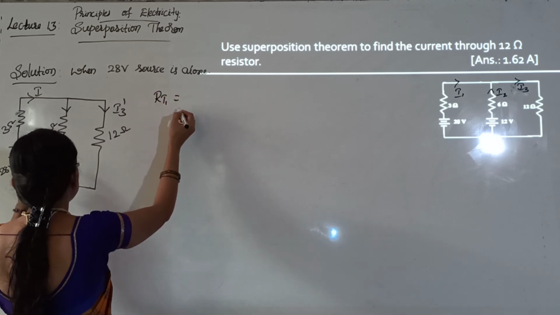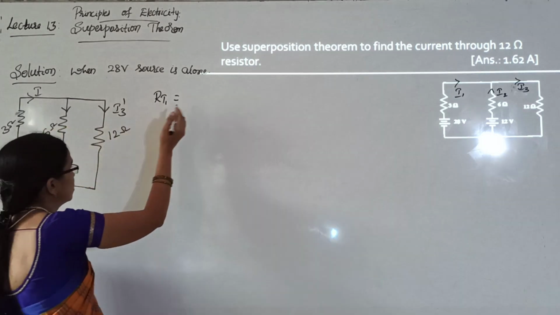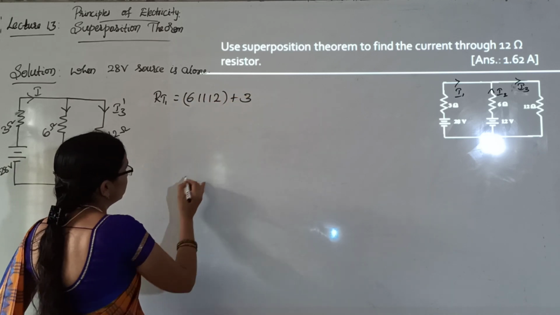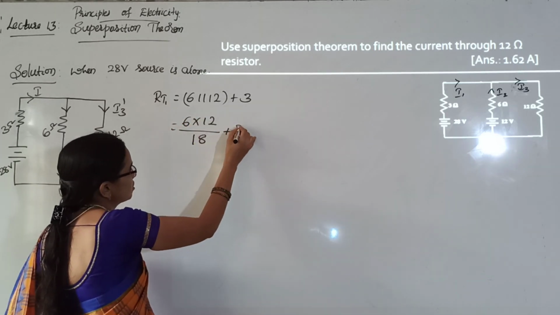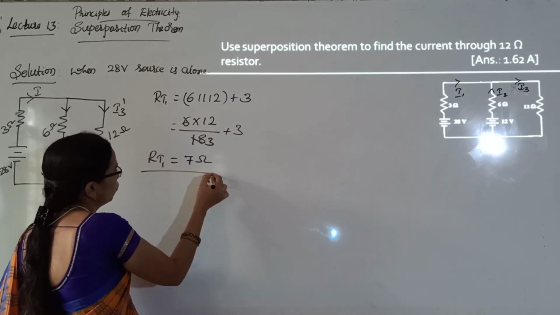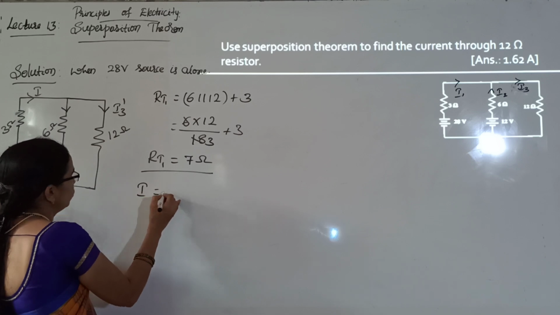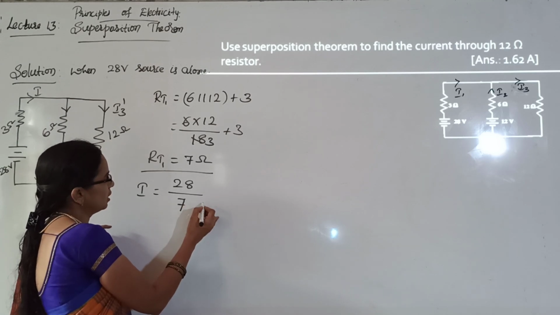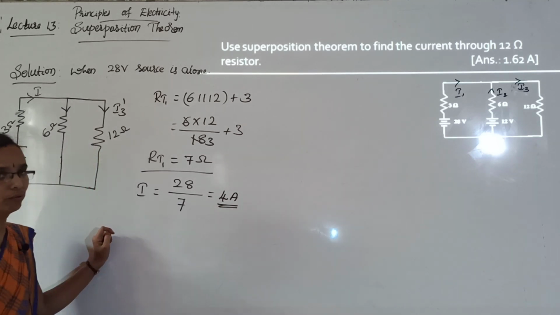So here RT1, the total resistance in this circuit, I have to calculate. Here these two are parallel and series with this, that is 6 parallel to 12 plus 3, that is 6 into 12 divided by 6 plus 12 is 18, plus 3, that is 7 ohm is the total resistance possessed by this circuit. The main current I is equal to the voltage supply divided by total resistance, that is 4 amperes of current is flowing.